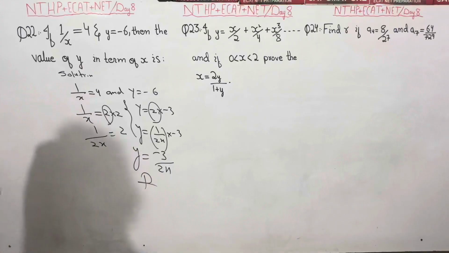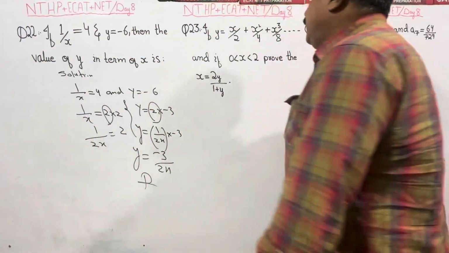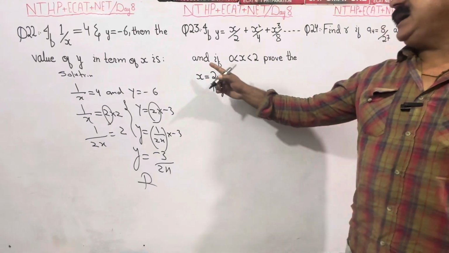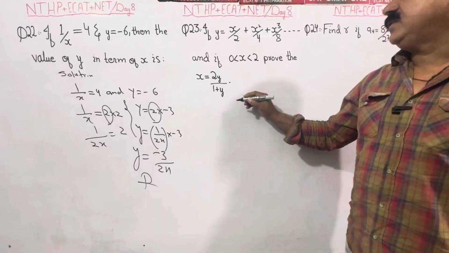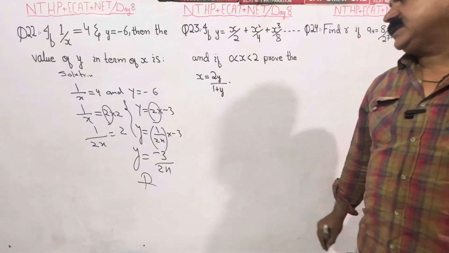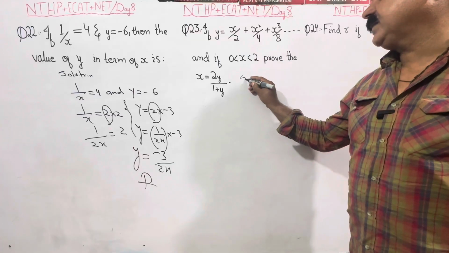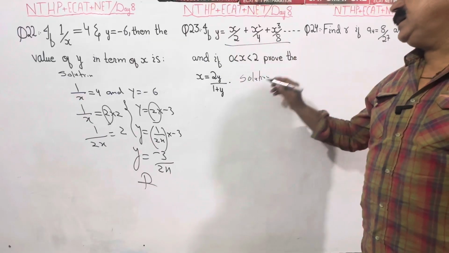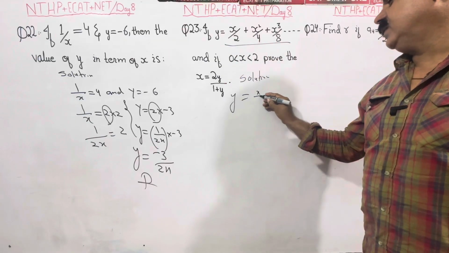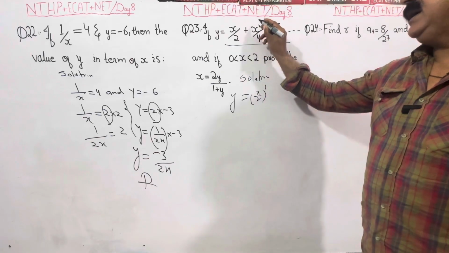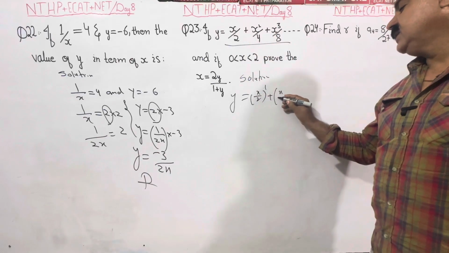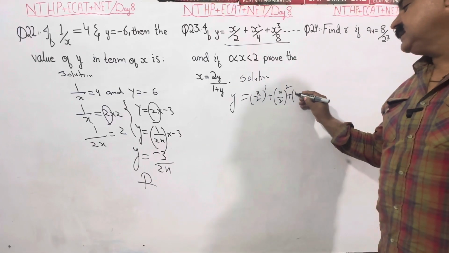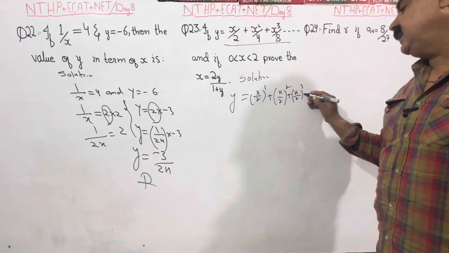Question number 2: if y is equal to x over 2 plus x square over 4 plus x cube over 8 and so on, and if 0 is less than x less than 2, then prove that x is equal to 2y over 1 plus y. Solution: y is equal to x over 2, plus x square over 4 which can be written as x over 2 whole square, plus x cube over 8 which can be written as x over 2 whole cube, and so on.